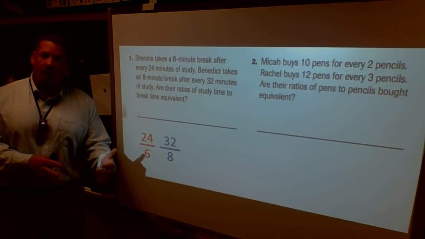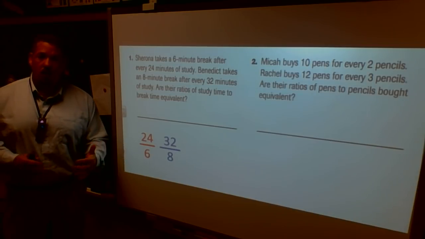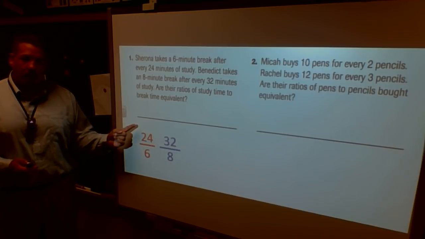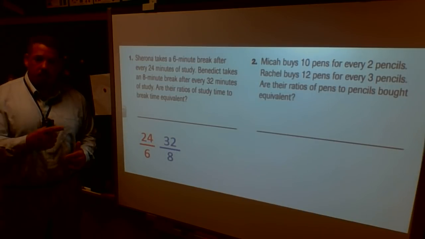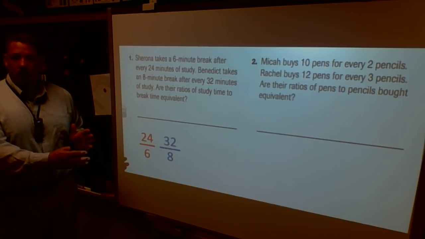What I did in the last video is I talked about the butterfly, or the cross multiplication. If I multiply across and then I multiply across, it makes that butterfly multiplication sign, then the products should be equal if they are equivalent one to another.